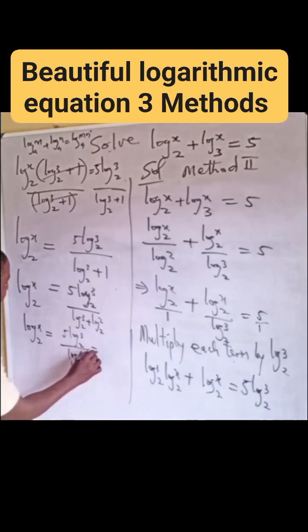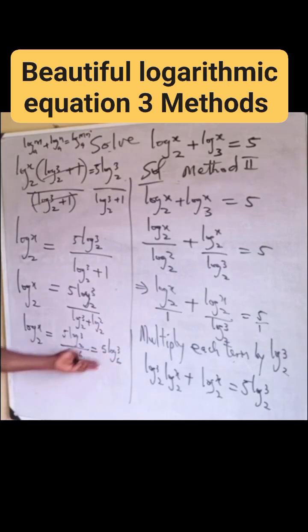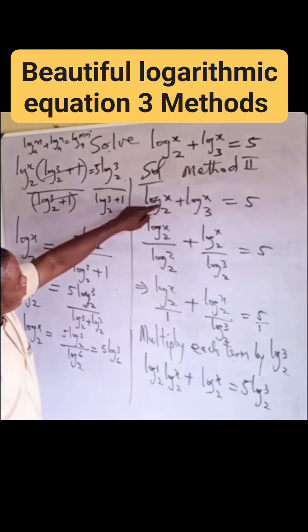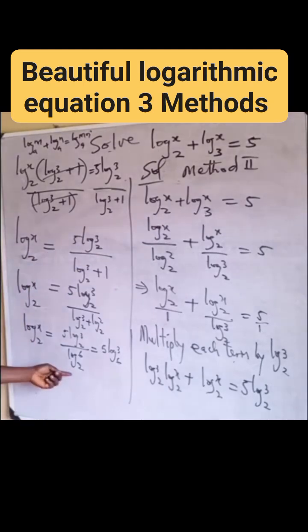And this is equivalent to 5 log 3 base 6. How is this log 3 base 6? Because they have the same base. This is the law we applied here to change the base, with the log in the numerator and the base in the denominator. So we can bring this one back to give us this. Therefore, this implies log x base 2 is equal to 5 log 3 base 6.